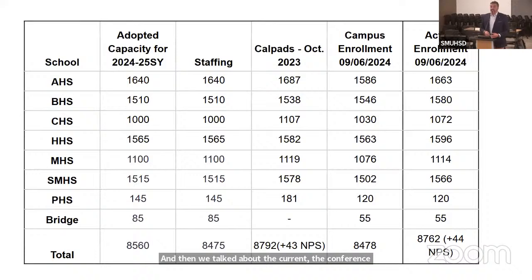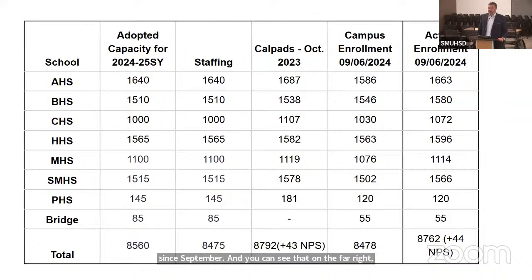Okay, enrollment. So this is just a snapshot of where we're at with our enrollment overall. And we came in pretty well in comparison to our adopted capacity. So we're nearly within the 200 student range there. But you can see the adopted capacities that we did back in February, and you can see the current enrollment, and we say current, it's back to September, but it stays pretty consistent since September. And you can see that on the far right, and you can see the differences.